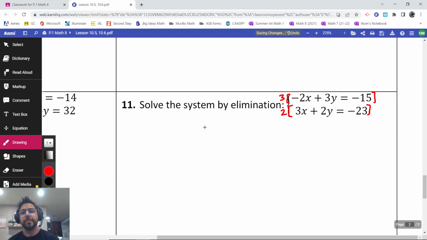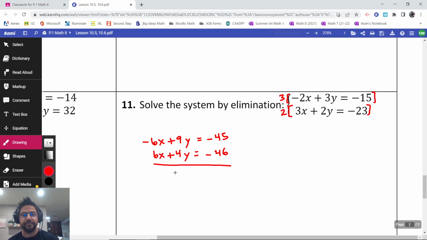I'll bring it down here. Remember, it's just your distributive property. 3 times negative 2x is 6x. 3 times 3y is 9y. And 3 multiplied by negative 15 is negative 45. 2 times 3x is 6x. Notice for the x's, we now have the same digit opposite sign that we needed. 2 times 2y is 4y. And 2 multiplied by negative 23 is negative 46.